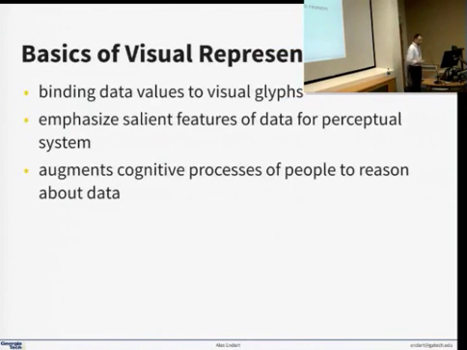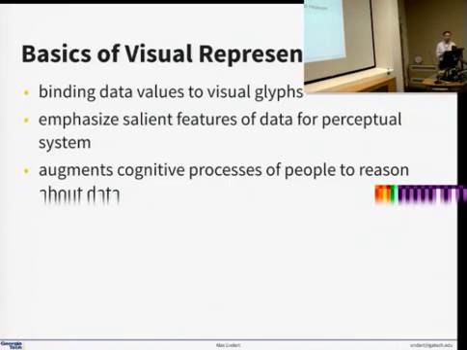Okay, so that gives us a very brief slice of things about our perceptual and cognitive system that really helps ground a lot of the work that we do in information visualization. I want to talk a little bit now about basics of visual representation.